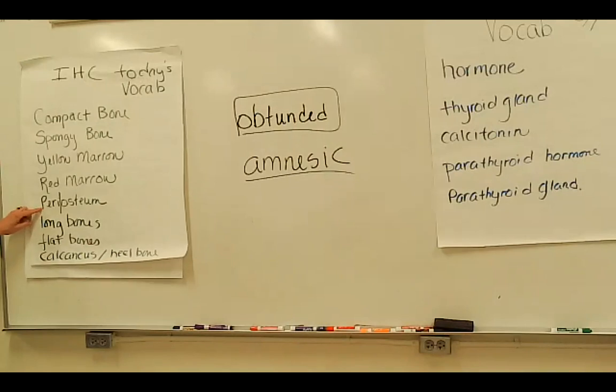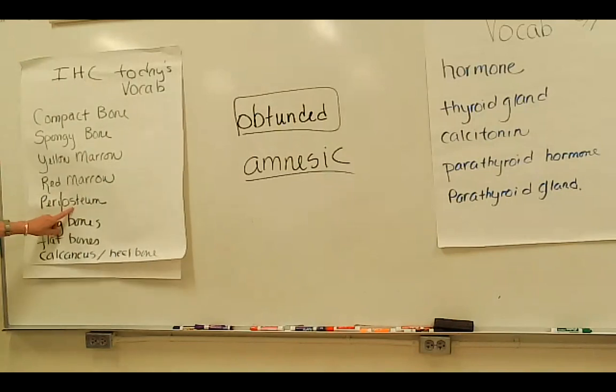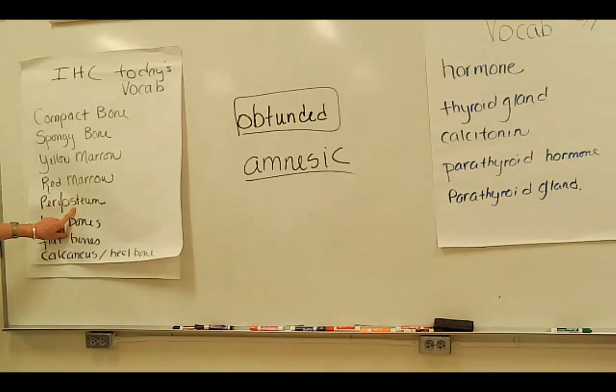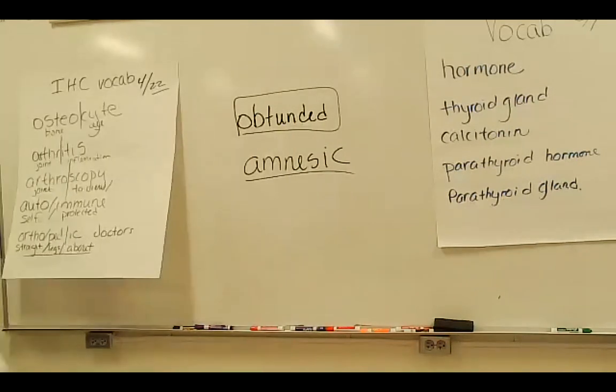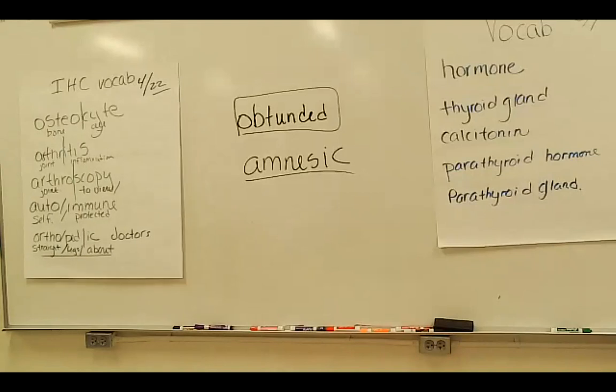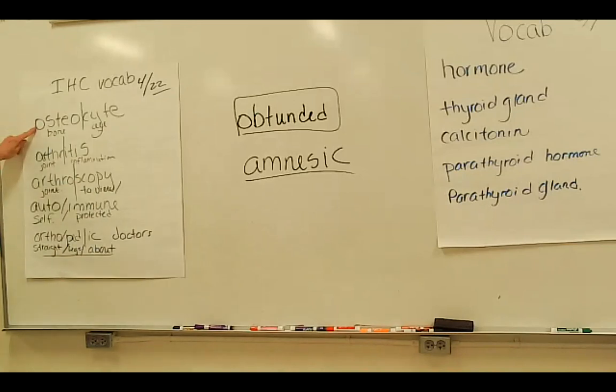This is an important one. What's periosteum? Do you know? Peri. Around. It's the covering on your bones. Okay, and then of course calcaneus is supposed to be added. A lot of vocab this unit. Questions about these?